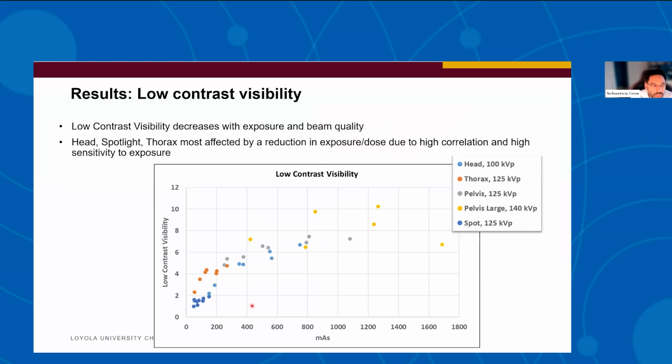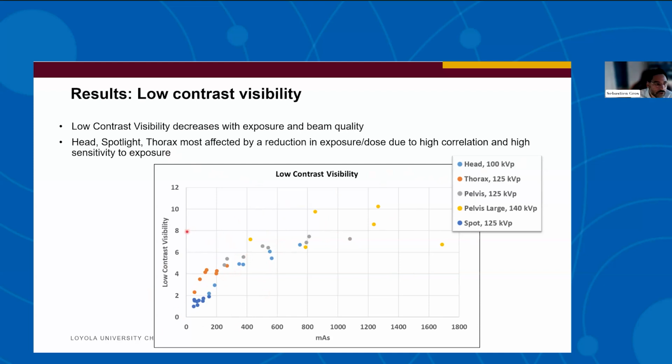Looking at the low contrast visibility, here we have the exposure on the X, and on the Y we have the low contrast visibility that is described here, and each color corresponds to a different protocol. I indicated the two potentials. Here we have the head protocol going up to the thorax, light blue the spotlight. Here we have the pelvis, and in yellow we have the large pelvis. So one thing that we see is that the low contrast visibility decreases with exposure and beam quality, and the head, spotlight, and thorax will be most affected by reduction in exposure dose due to the high correlation and high sensitivity to exposure.